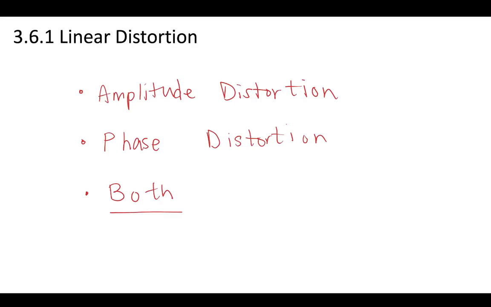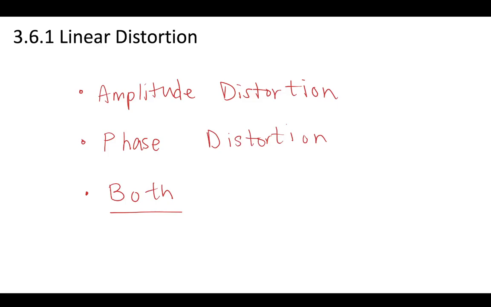So the first type of distortion we're going to cover is linear distortion. Linear distortion can occur via amplitude distortion, phase distortion, or you could have both types of distortion at the same time. Let's take a look at what it might mean to have linear distortion in your communication channel.